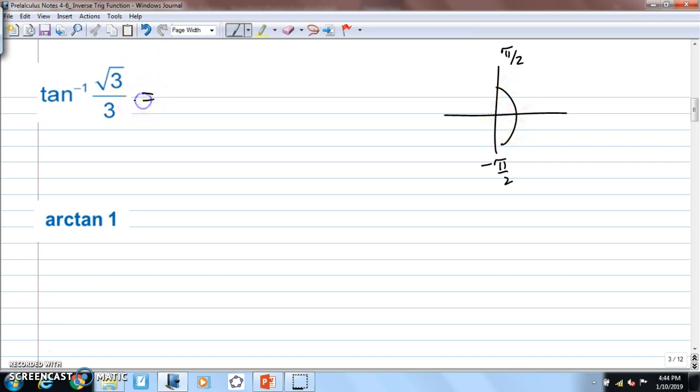So again, where is it positive? Well, it's in the first quadrant. So all you have to do on this one is look it up on your table. Okay, and again, you could set up your right triangle and figure that out. But this is a 30 degree angle, or pi over 6.